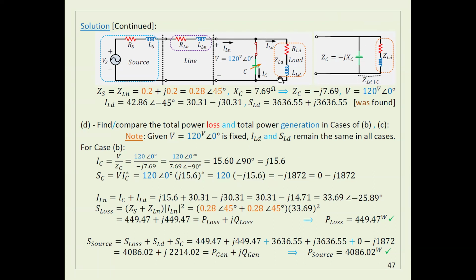You can repeat everything I did before, but this time take the impedance of the capacitor in parallel to R and L. You can do that, or I did it in a different way. I found the power here plus the power here. So I calculated the current here, which equals the voltage divided by the impedance of the capacitor, and then I calculated the amount of power in the capacitor, which is equal to VI asterisk.